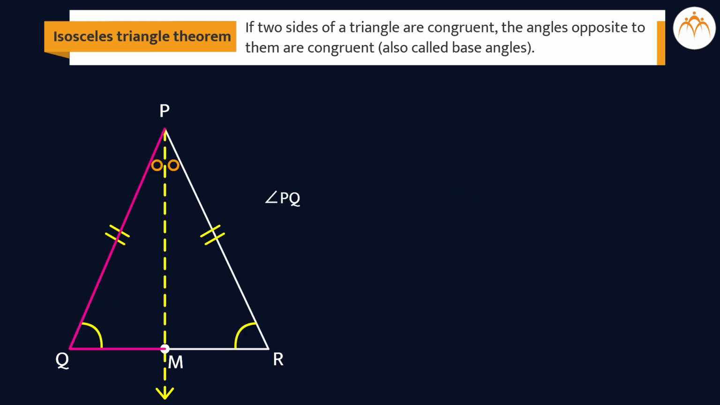Angle PQM is congruent to angle PRM, corresponding angles of two congruent triangles. Angle PQR is congruent to angle PRQ. Reason: point M lies between point Q and point R.